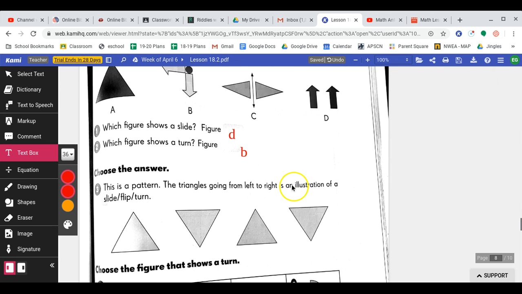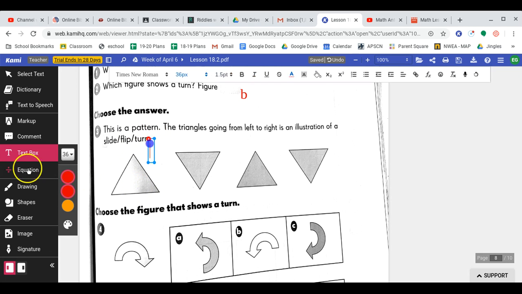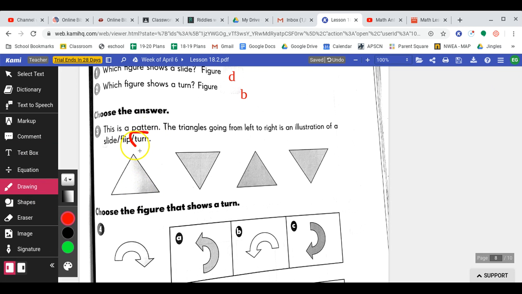Okay. Now it says this is a pattern. The triangle is going from left to right and is an illustration of which one? Is it a slide, a flip, that should be the mirror image, or a turn? The correct answer is turn. If it was a slide or a flip, either one, it would have the point at the top always, or always the point at the bottom. But the fact that it goes back and forth means that it has turned and then turned and then turned again.